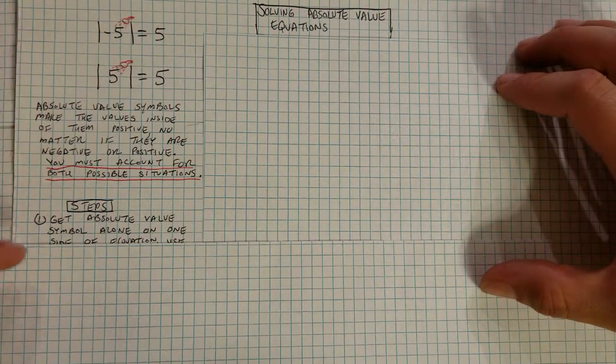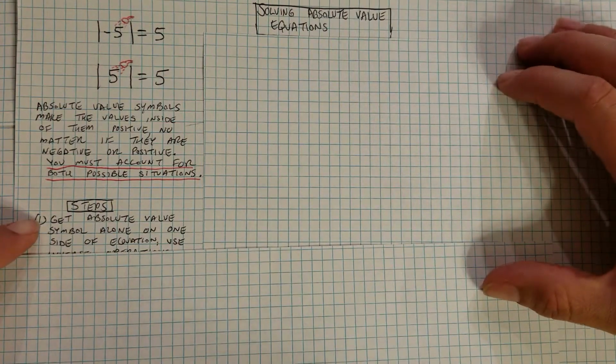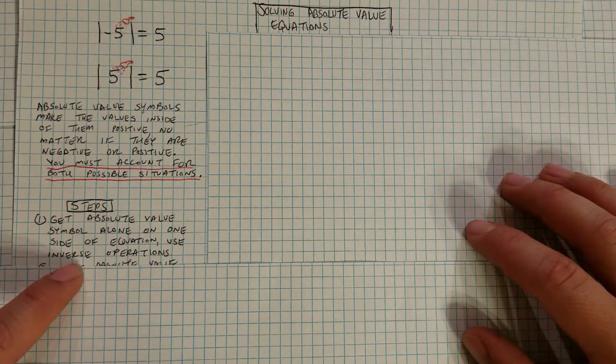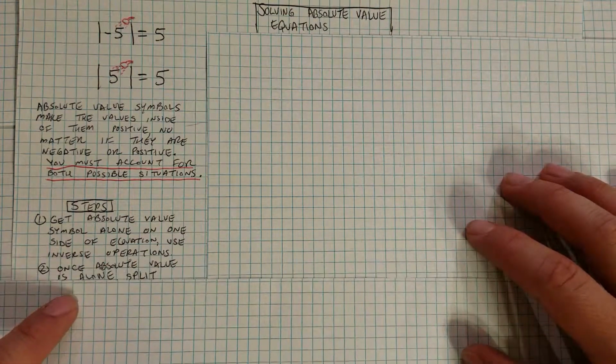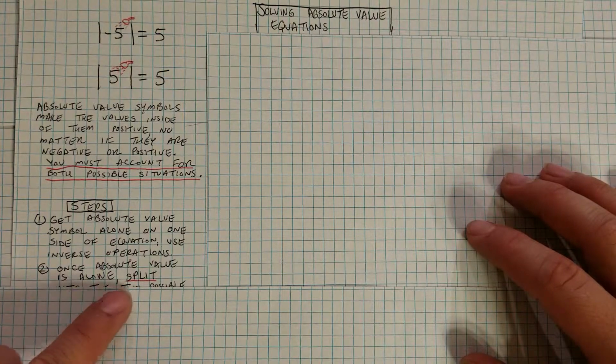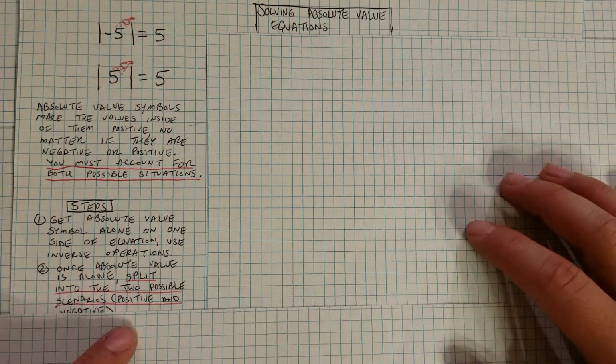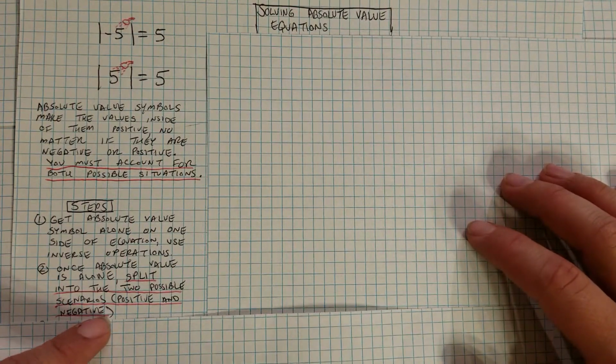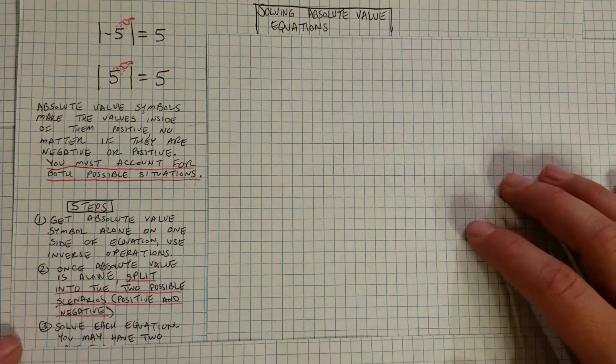So first, you need to get the absolute value symbol alone on one side of the equation. You need to make sure you use inverse operations, same as solving for x. Once the absolute value is alone, and only when it's alone, you would split into two possible scenarios, the positive and the negative. Make sure you do not distribute into the absolute value symbol. It is not a parentheses, it's a whole other thing. Don't try to distribute it because some of you guys will.